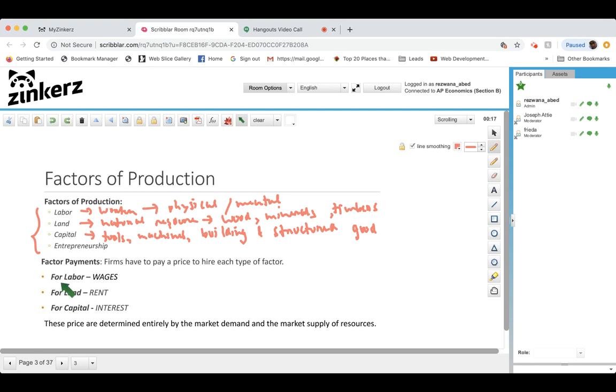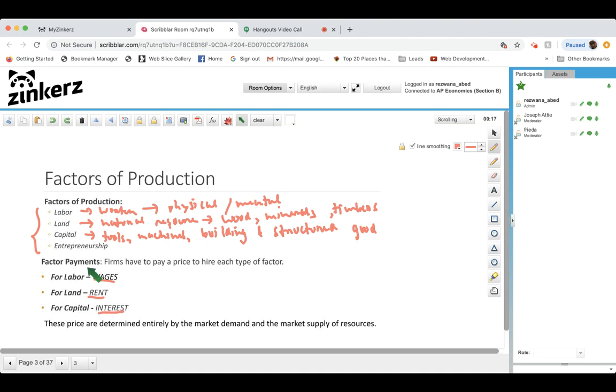The factor payment for labor we call wages. It's basically the price that firms have to pay in order to hire labor. The price that firms have to pay to hire or rent land is called rent. The price that firms have to pay to get capital from households is called interest. And the factor payment for entrepreneurship is profit.